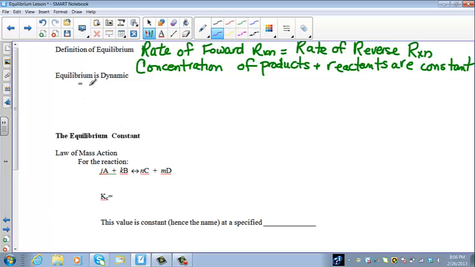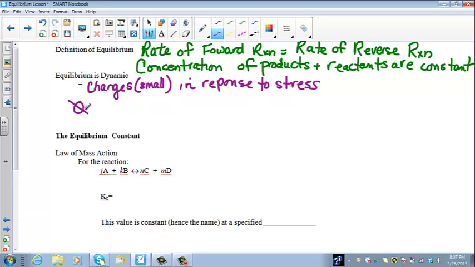And what we mean by that is that there are changes, and they're really small changes in response to stress. So the dynamic part means that it's constantly changing. It is not static, but the changes are so small that it's considered equilibrium.